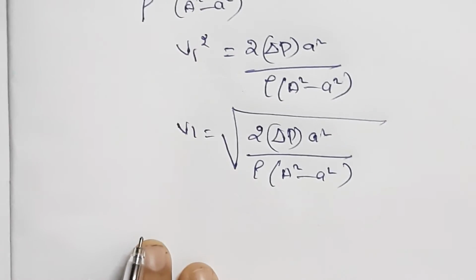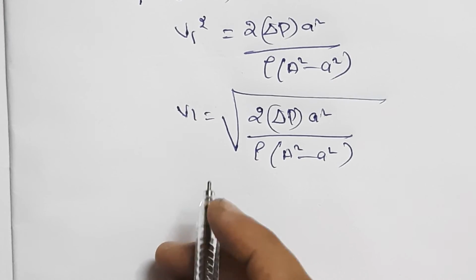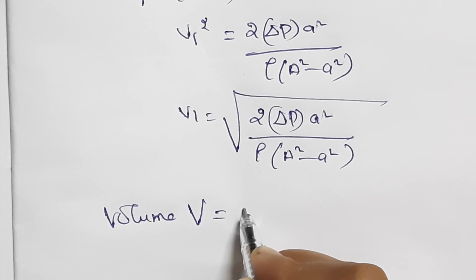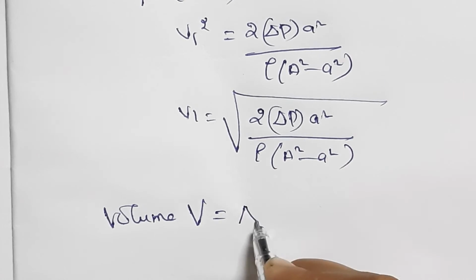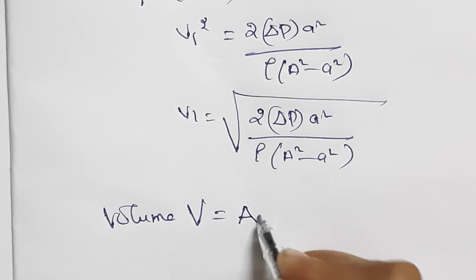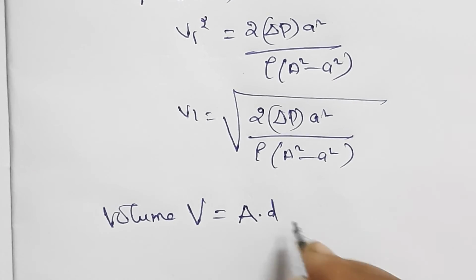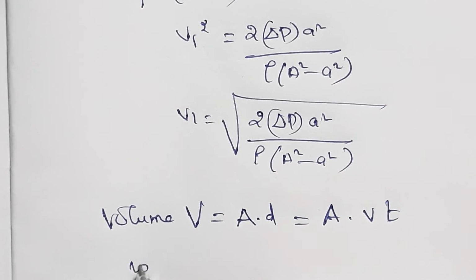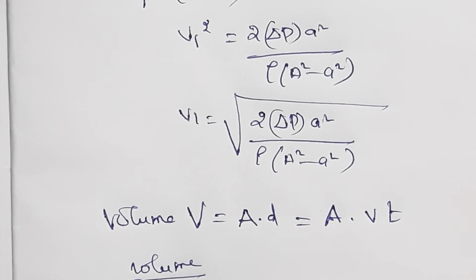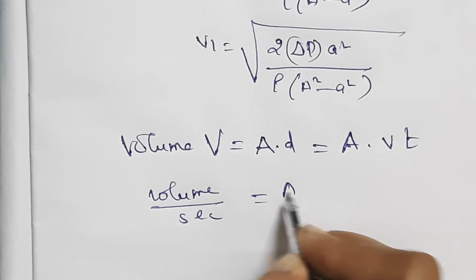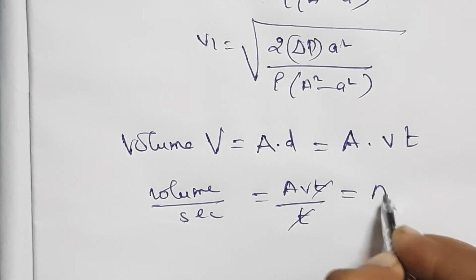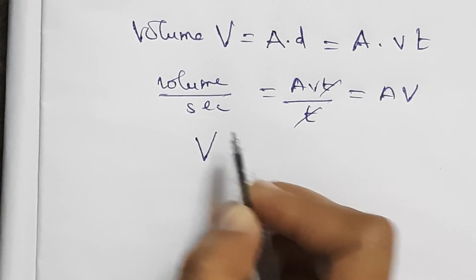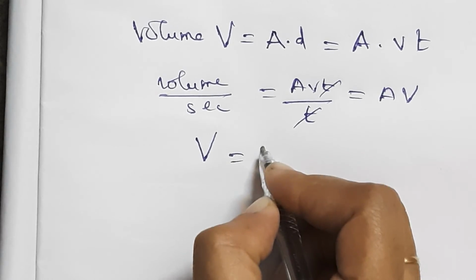From this we can calculate the volume also. What is the volume of the liquid flowing per second? Volume of the liquid flowing per second is taken as capital V. Capital V is nothing but volume, which is equal to area into distance, that is area into distance is equal to velocity into time, isn't it? So here we are going to find out the volume of the liquid flowing per second. Per second means we can write A V T by T. T gets cancelled. So we can write area into V. So here the volume of the liquid flowing out per second is V is equal to A into V1.